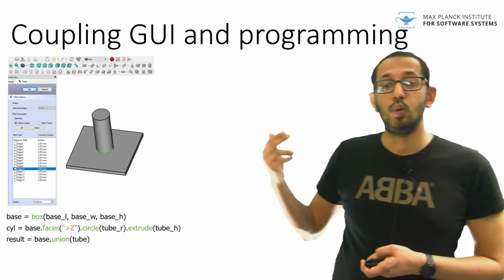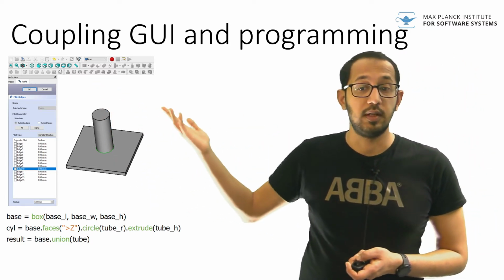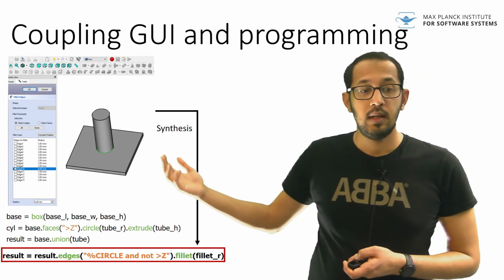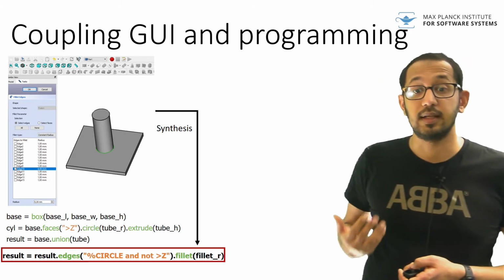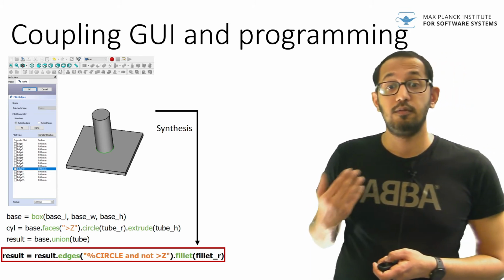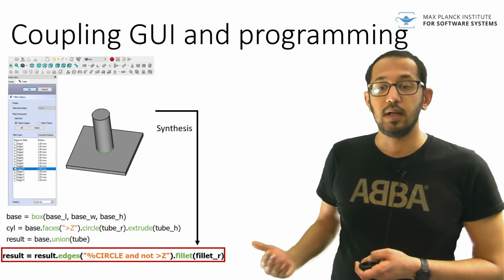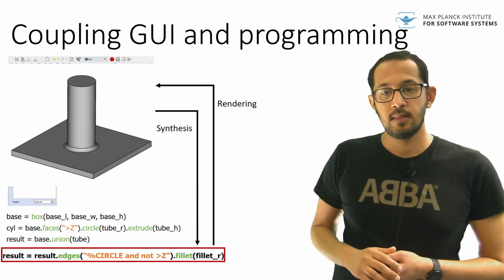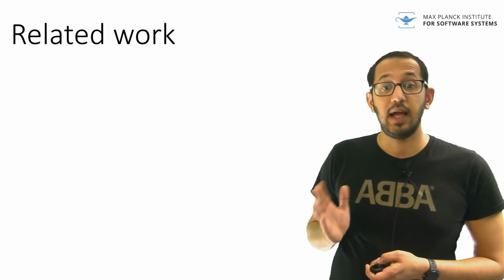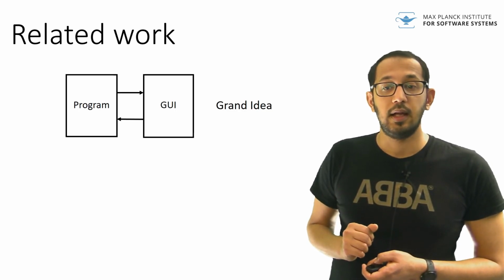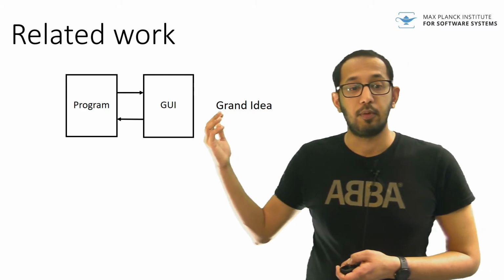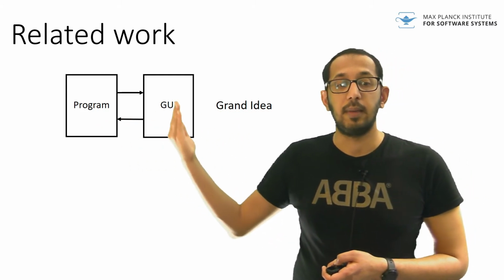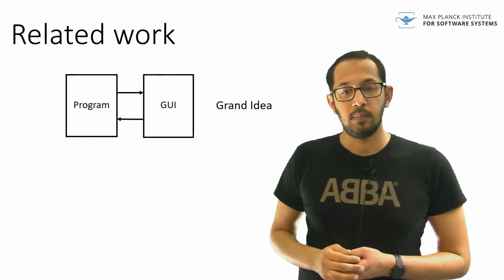Then, when a GUI operation is performed, the fillet here for example, we can synthesize a relevant subprogram and add it to the programmatic representation. Finally, a render of the modified program can be used for rendering the GUI. The idea seems quite grand, and of course this is linking programming and GUI, so changes in the GUI are reflected back in code and vice versa.